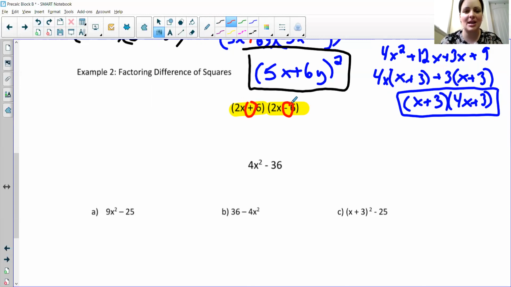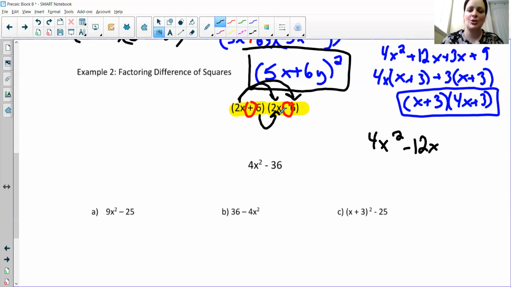So it's not the same thing as a perfect square trinomial. We're going to use distributive law and expand. If you want to pause the video and do it yourself just to get the practice, please do so. All right, so 2x times 2x is 4x squared. 2x times negative 6 is negative 12x. 6 times 2x is positive 12x. And 6 times negative 6 is negative 36.